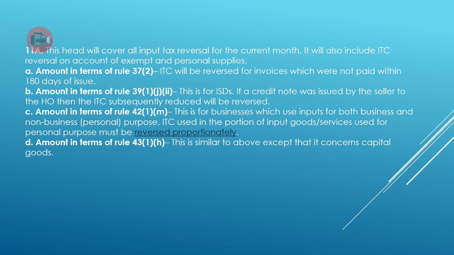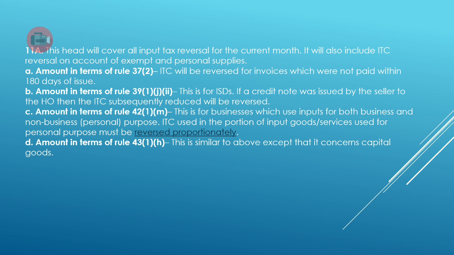This is the ISD. If a credit note was issued by the seller to HO and the ITC subsequently reduced, it will be reversed. Amount in terms of Rule 42. This is for the businesses which use inputs for both business and non-business purposes. ITC used in the portion of input goods or services used for personal purpose must be reversed proportionally. Amount in terms of Rule 43.